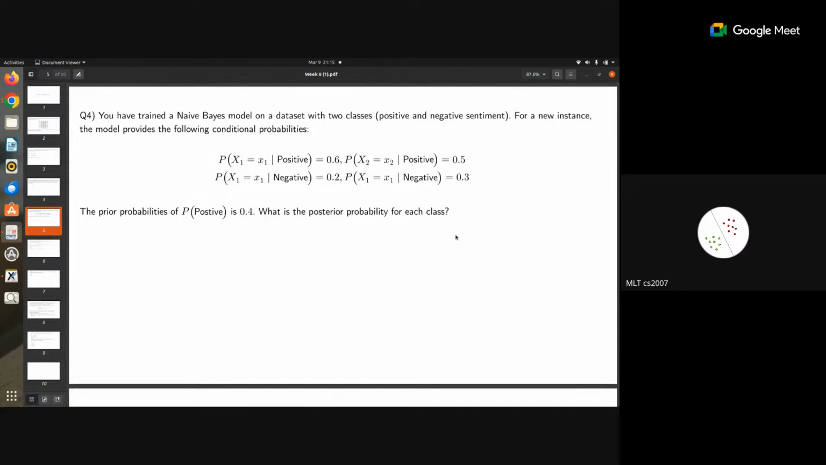Positive is y equals 1, let's say, plus 1. So the probability that x1 equals x1 given that y equals 1 is 0.6, the probability that x2 equals x2 given that y equals 1 is 0.5, like that. And the prior probability of positive is 0.4. What is the posterior distribution? You'll have to find out. Take some time to do it and then we'll discuss it.